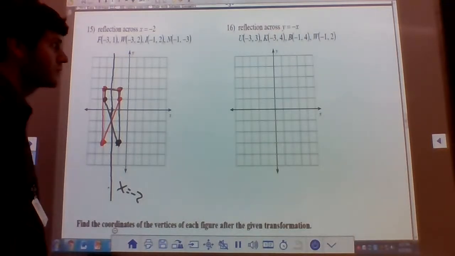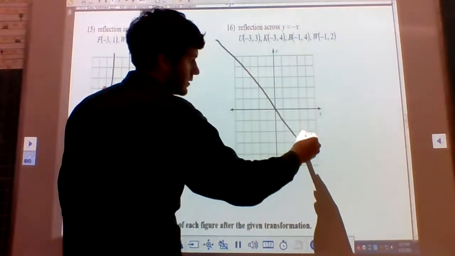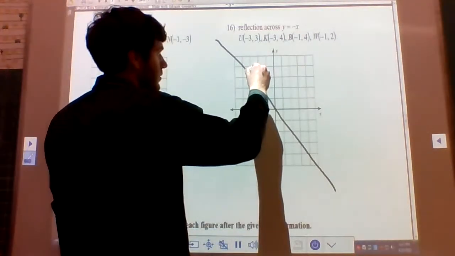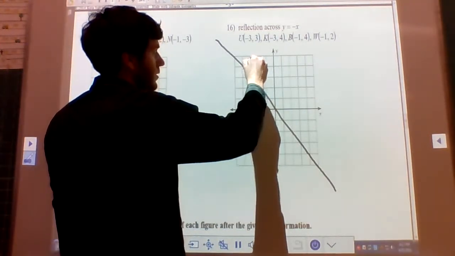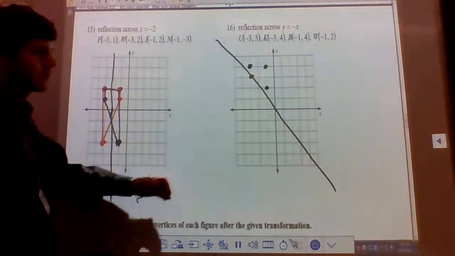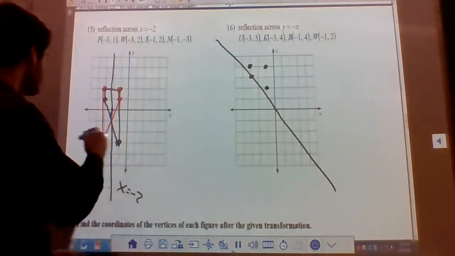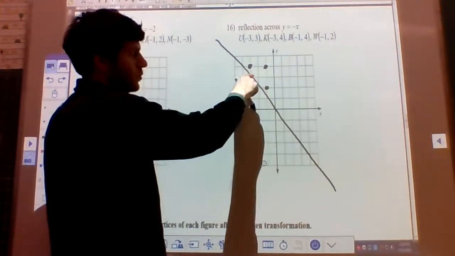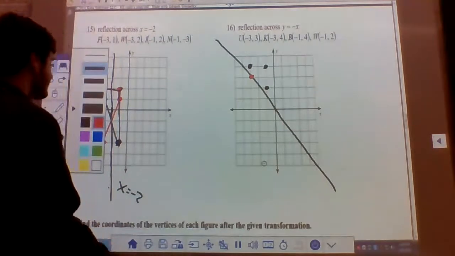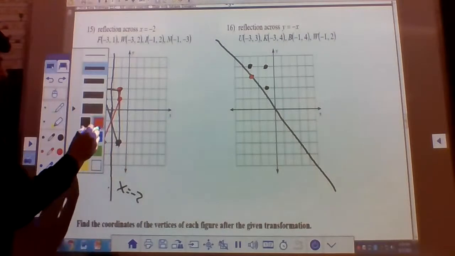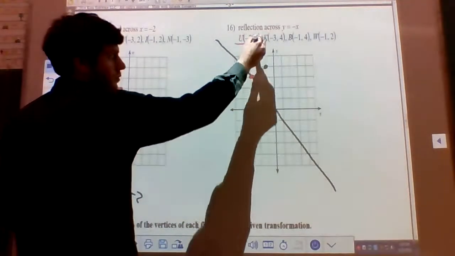Okay, 16, y equals -x. So here's our line, y equals -x. Again, the slope is -1, and the y-intercept is 0. The original points are (-3, 3), (-3, 4), (-1, 4), (-1, 2). Okay, so we want to reflect over this line. So this one's on the line, so it's going to stay on the line. Well, let's use our formula. Let's be precise here. Okay, so let's start with this point right here, which is U.